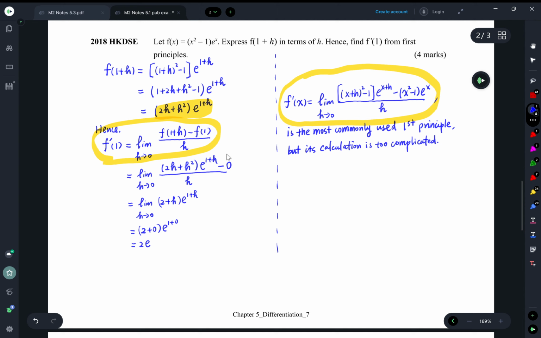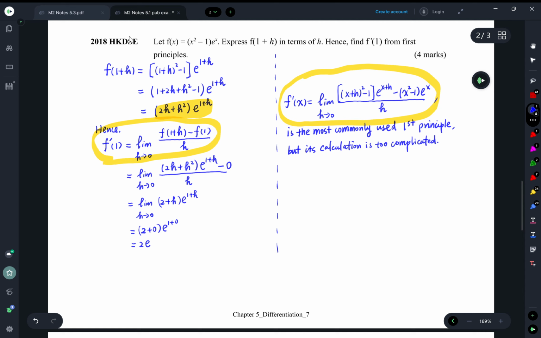Now, I want to point out the difference between first principle and differentiation. In first principle, you can do the substitution first and then find the derivative. You can also find the derivative function and then substitute. But in differentiation, you cannot. You cannot say, oh, I want to find the derivative at 1, I put x equal 1 into the function first and then I differentiate. It doesn't work that way. I just need to point out that.